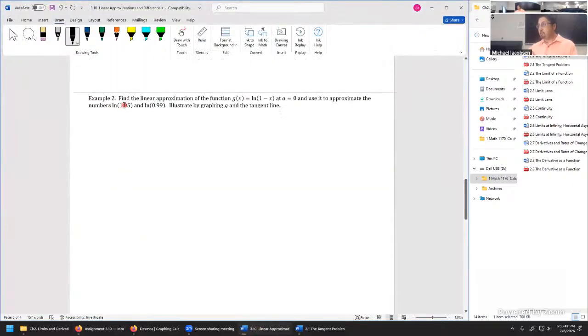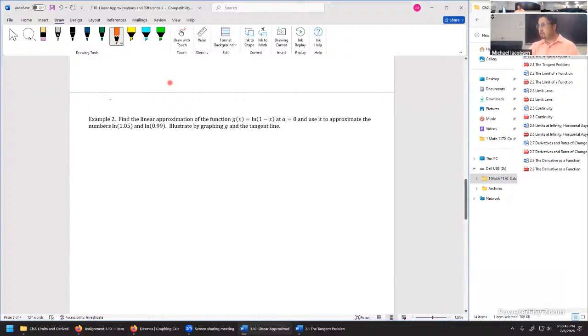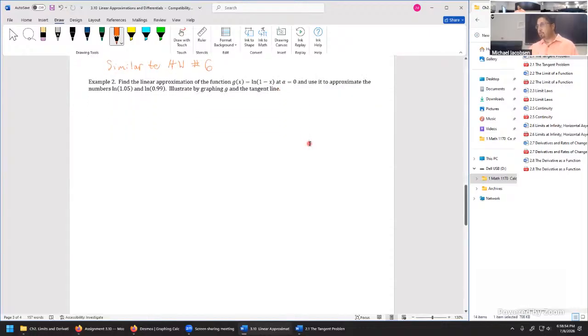So we're doing something very similar on this one. Let's write here just for the sake of the notes: similar to homework problem number 6. We'll solve a very similar one here, and you'll be doing problem number 6 in the same way. It's worth a lot of points because we're being asked to do quite a lot of stuff.